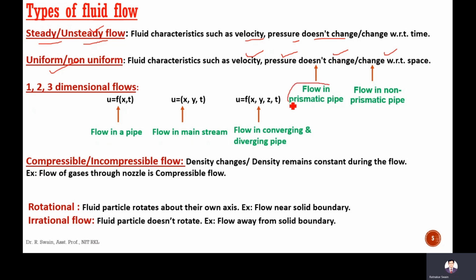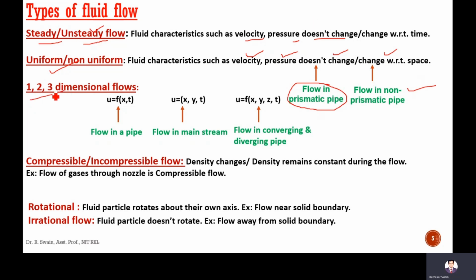For example, flow in a prismatic pipe. Prismatic pipe means the pipe shape and size remain constant, and even its roughness value remains constant. If shape, size or roughness is changing, that is called a non-prismatic pipe. So in a prismatic pipe, usually the flow is uniform. If the shape, size or roughness changes, as in a non-prismatic pipe, that is called non-uniform flow.